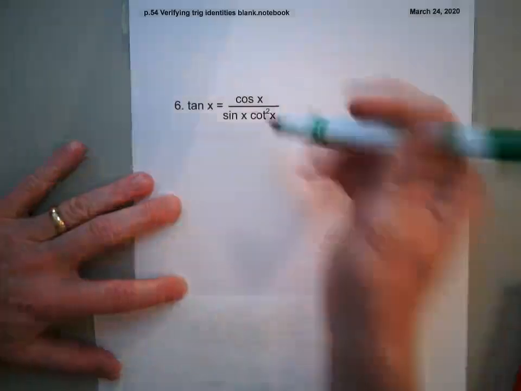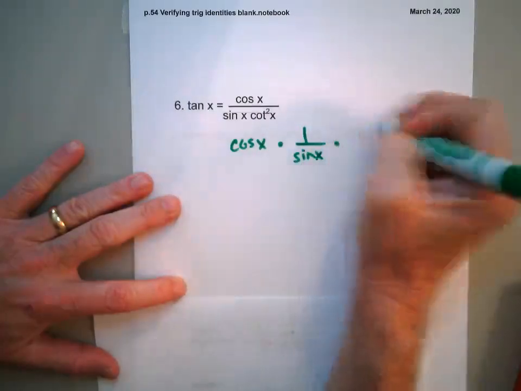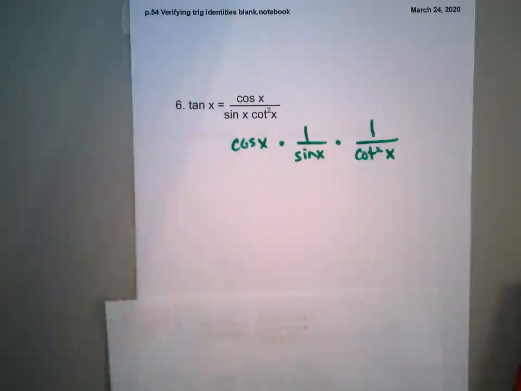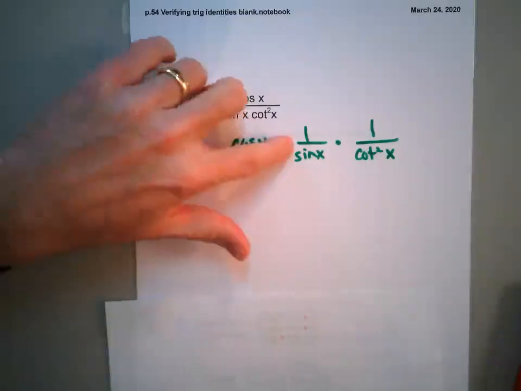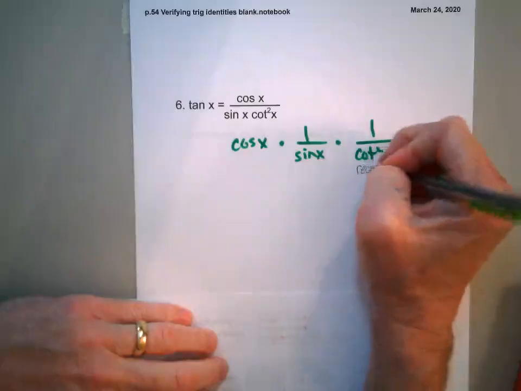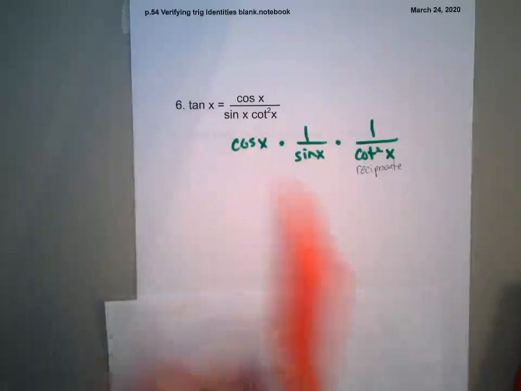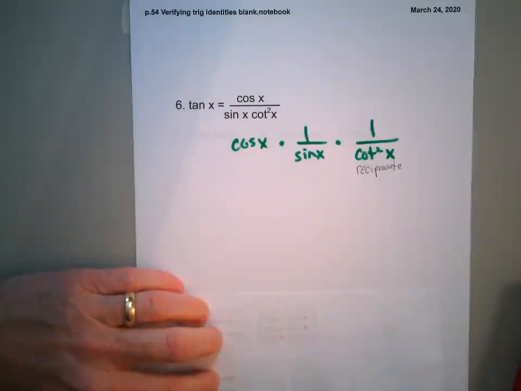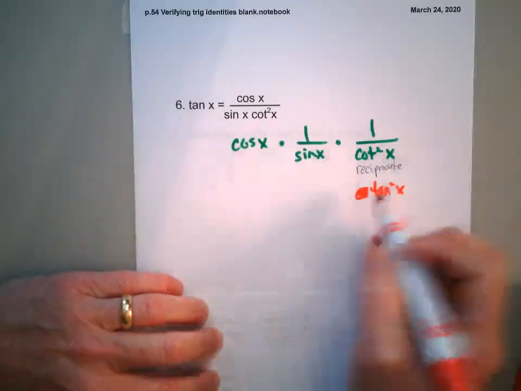Separate into 3 fractions. Cosine x times 1 over sine x times 1 over cotangent squared x. We want things in terms of sines and cosines. So first cosine we're going to leave alone. 1 over sine we're going to leave alone. We're going to take cotangent squared. We're going to reciprocate. We're going to turn that into, oopsie, tangent squared x. That's an oops. Sorry about that.